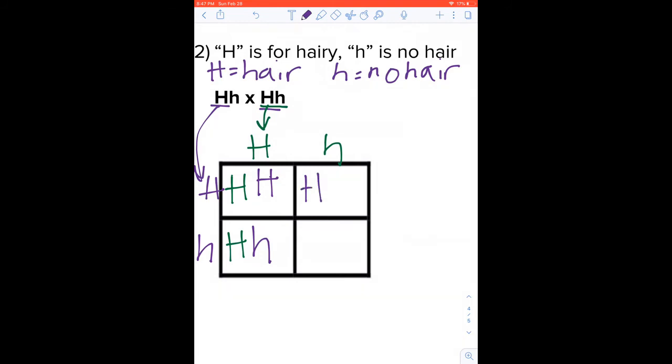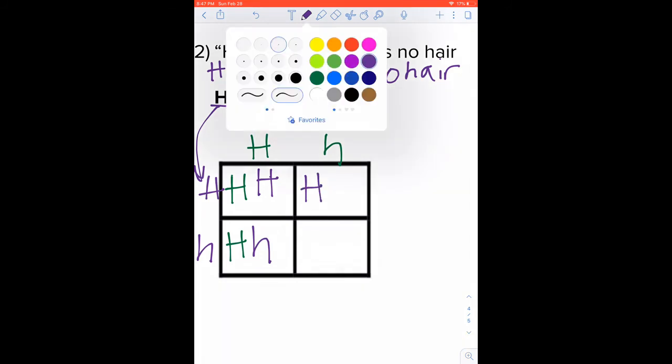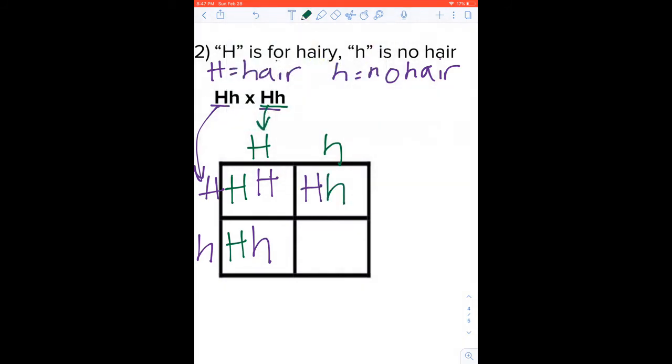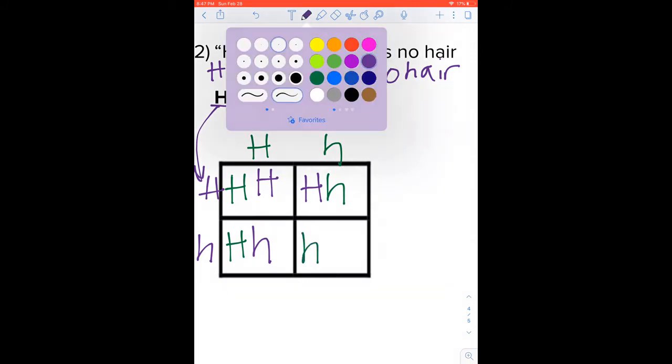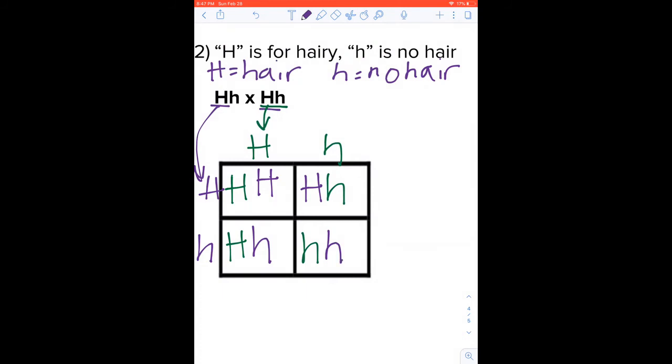And then I move over, a big H from dad goes across, a little h from mom pops down, and then a little h from mom, and a little h from dad. Now that my square is complete, I can write the probability. So the first thing I'm going to do is how many big H's do I have? 1. How many heterozygous, big H, little h? 2. How many homozygous recessive?